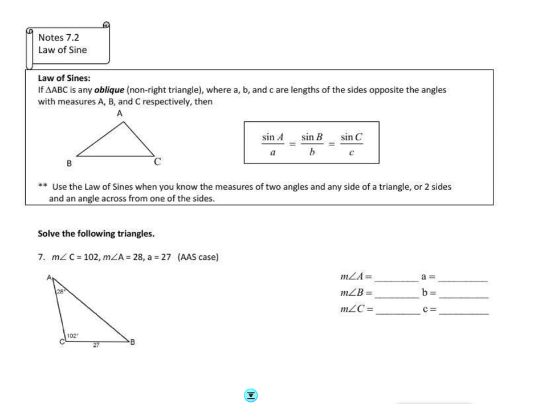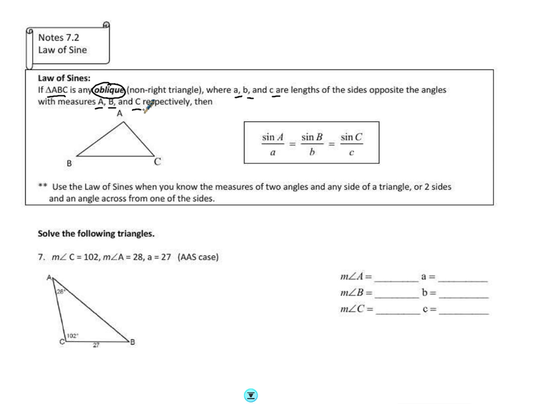Now, what happens in a case where you're given a triangle, for example, a triangle ABC, that is an oblique triangle? Oblique is just another word for a non-right triangle. It could be acute, it could be obtuse, and we're given maybe side lengths, which are a, b, and c, and we also know that those sides are opposite of angles A, B, and C, respectively.